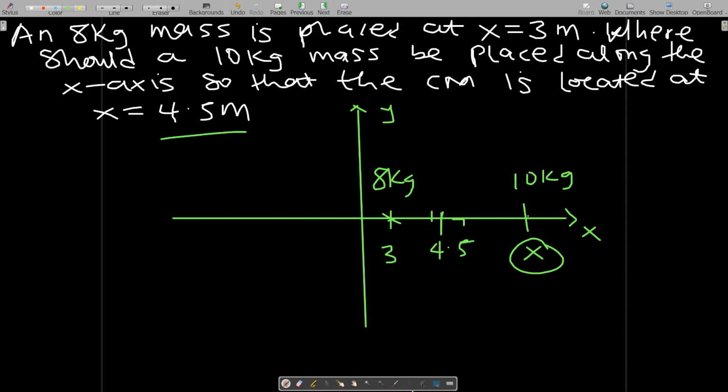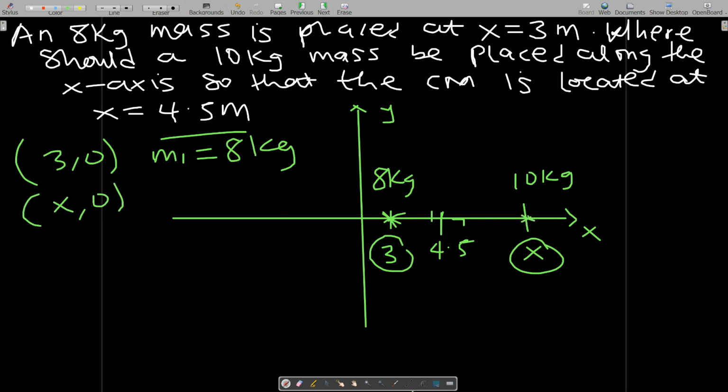This is very simple, right? Because I will just write a coordinate at this point. At the point where x equals 3 meters, I have the coordinates, 3, 0, and the mass is what, m1 is equal to what, 8 kilograms. Now at this point where x equals x meters, we don't know. Okay, x equals x meters, the coordinate is x, 0, and that is what we want to find.